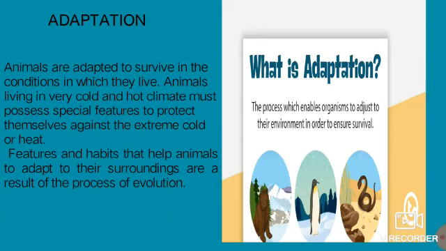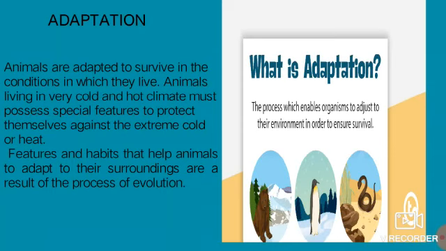I am Anju Tiwari, your science teacher, and I am with you to discuss the remaining part of chapter 7, Weather, Climate and Adaptations. Today, we will discuss the topic adaptations. What is adaptation? The process which enables organisms to adjust to their environment in order to ensure survival is called adaptation. Animals are adapted to survive in the conditions in which they live.